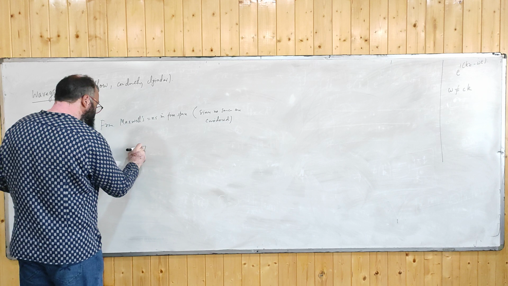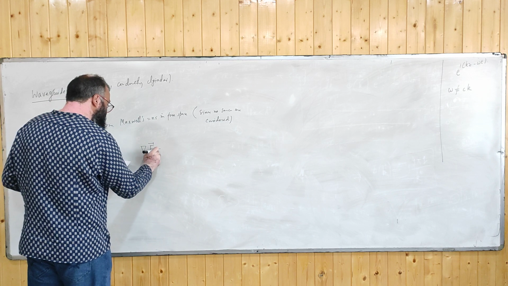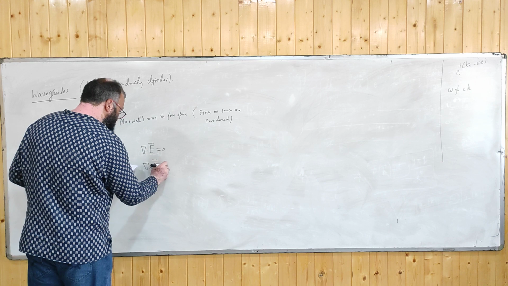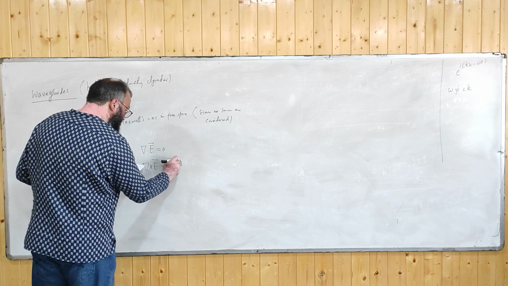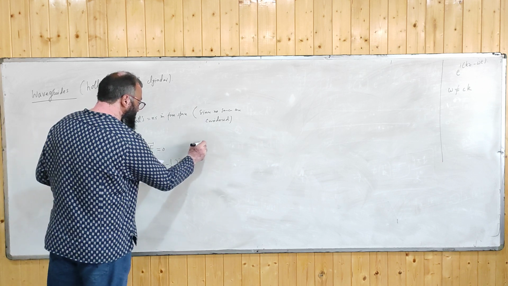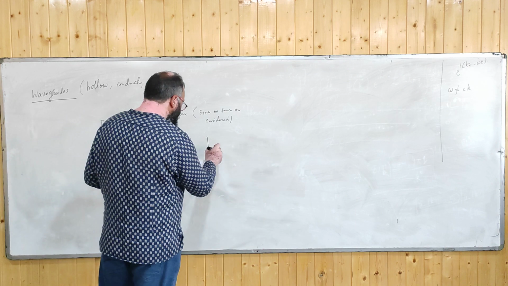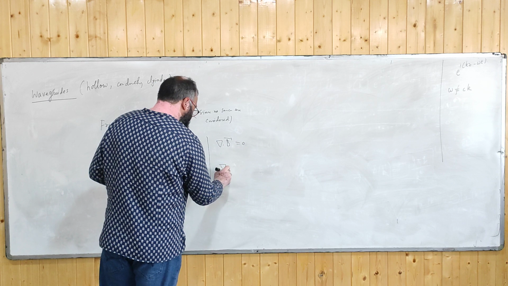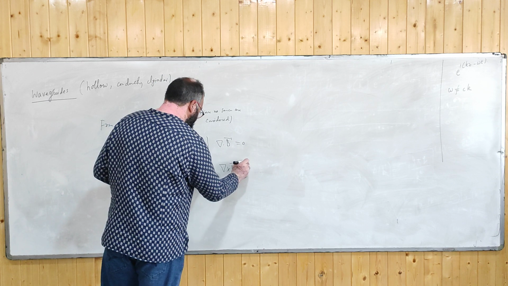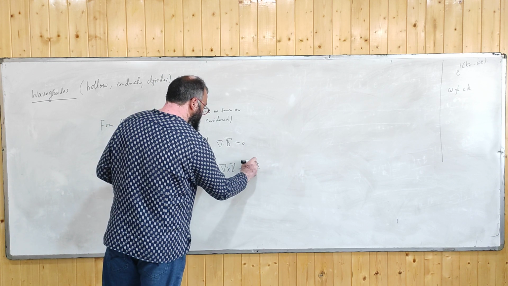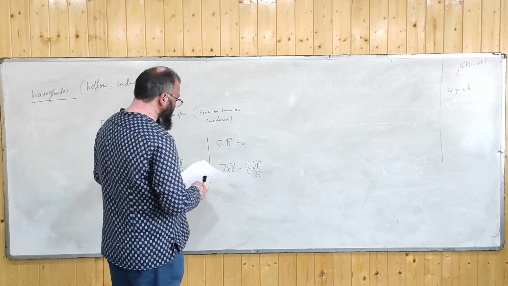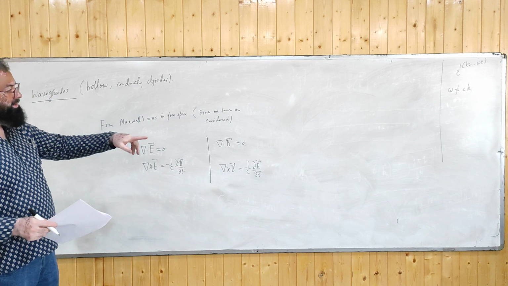So what is that? The first equation is del dot E equals 0, del cross E equals minus 1 by c partial B by partial t. Then you have del dot B equals 0 and del cross B equals 1 by c partial E by partial t. Okay, so now let's use that.